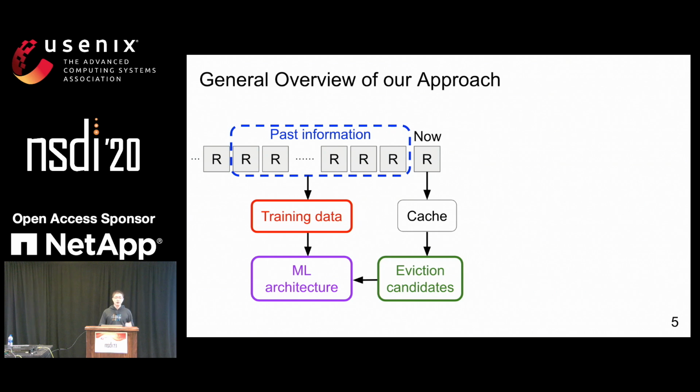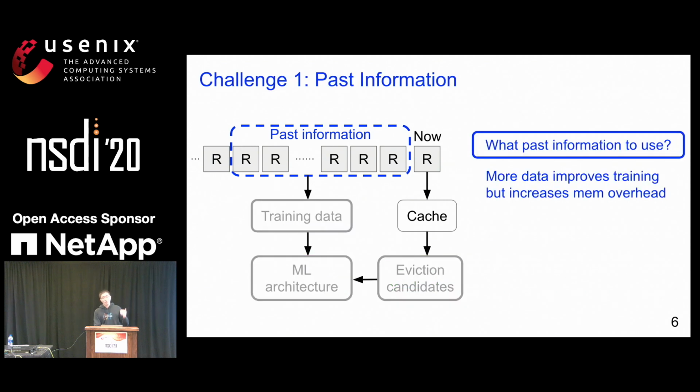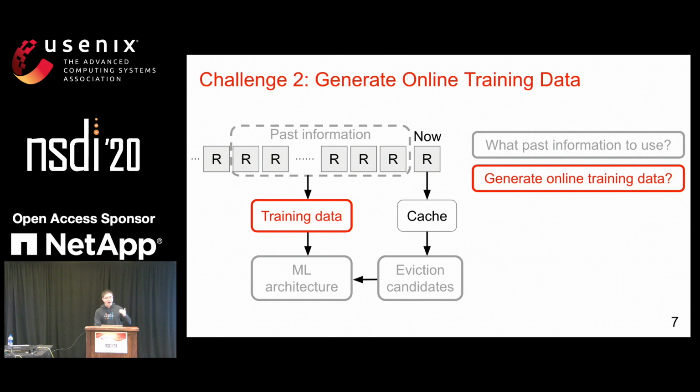Turning this overview into a practical system, however, requires us to solve 5 key challenges. First, what past information to use? More information can improve the model quality, but uses up memory that could otherwise be used for caching objects. Second, how to get online training data. Similar to the Zhenyu talk presented earlier, we don't want to train the model offline and evaluate it online. That's why we want the model to be trained online and quickly adapt to workload changes over time.